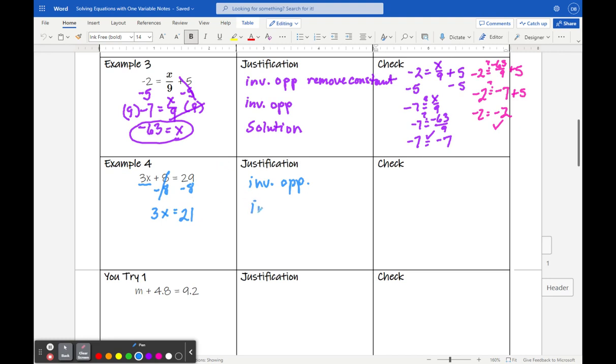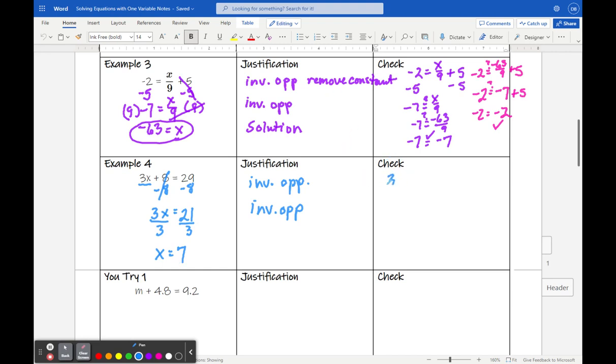Again, I'm going to use inverse operations to isolate the variable. I'm seeing multiply. I'm going to divide by 3 on both sides. X is equal to 21 divided by 3, which is 7. So I believe x is equal to 7.